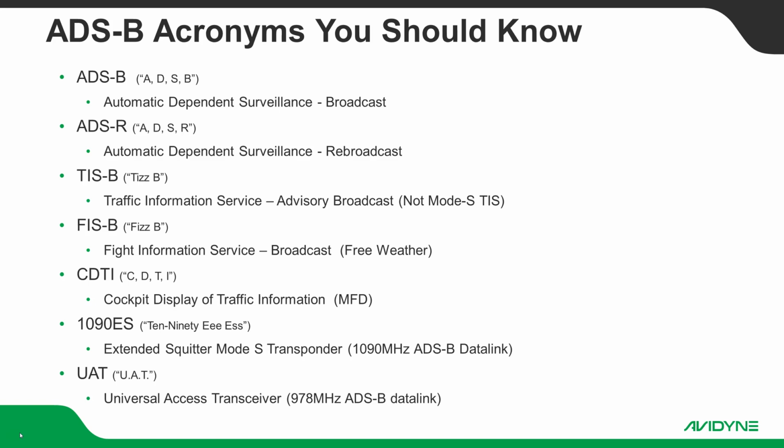You'll hear the term 1090 ES, which is the Extended Squitter Mode S Transponder, a 1090 megahertz ADS-B data link. And then there's a second data link channel called UAT, or Universal Access Transceiver, which operates on the 978 megahertz band.